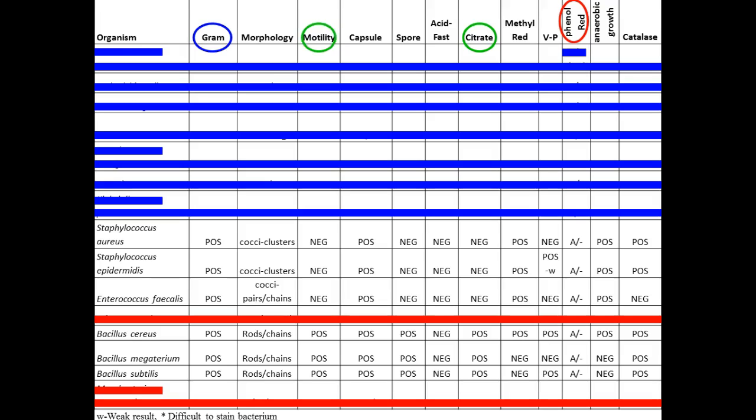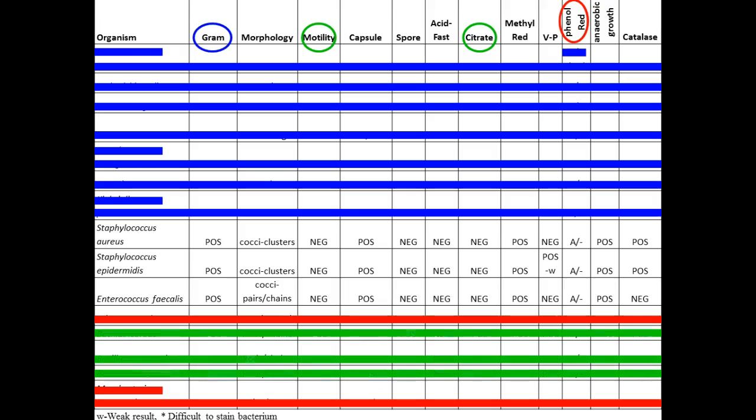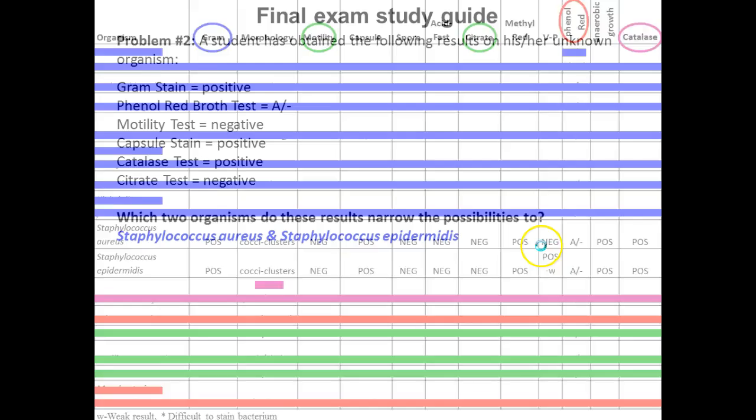When you look at the citrate test, it's negative, so that eliminates all the bacillus, which are all positive for citrate. When you look at catalase, it eliminates Enterococcus faecalis because it's negative for catalase, so that leaves you with the 2 staph. So when you look at these guys, the only difference is what? The VP test.